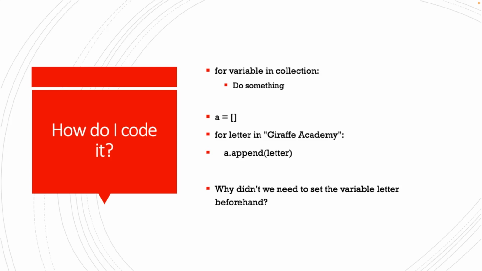A is equal to an empty list, so two square brackets. And then for letter in, write "Giraffe Academy" with quotation marks, and then a colon, press enter, indent, a.append(letter).